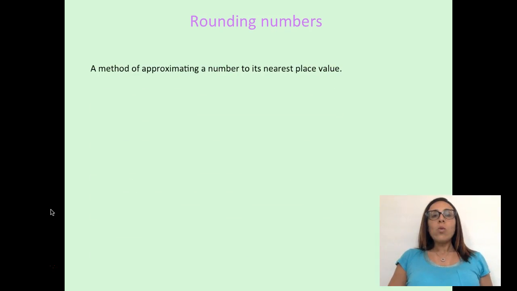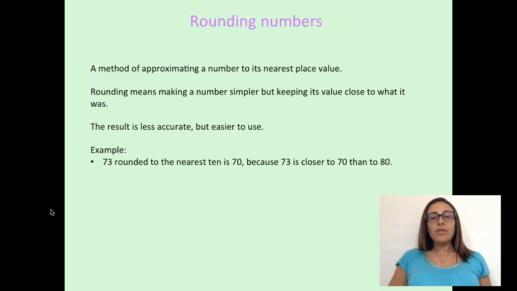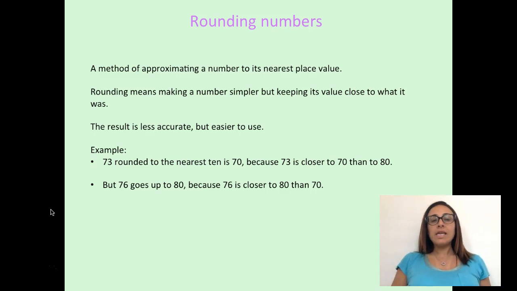Rounding numbers. What does rounding numbers actually mean? It's a method of approximating a number to its nearest place value. Rounding means making a number simpler by keeping its value close to what it was. The result is less accurate, but it is easier to use. For example, 73 rounded to the nearest 10 is 70 because 73 is closer to 70 than to 80. But 76 goes up to 80 because 76 is closer to 80 than 70.